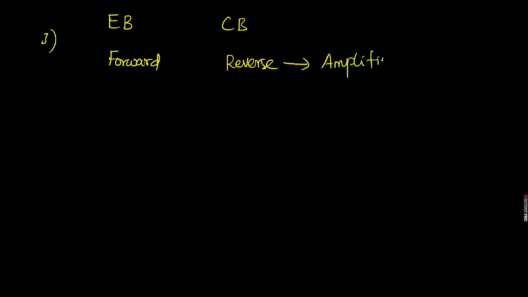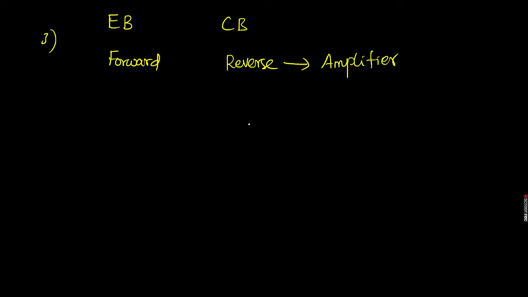I think I have taken EB first, CB second. Right, sir. Next one is, suppose the emitter base junction is in forward bias and the collector base junction is in reverse bias. I hope you all know this is called what? Amplifier. This action is called amplifier.